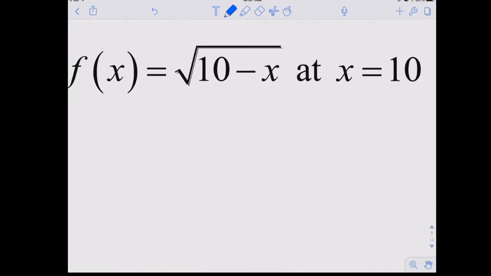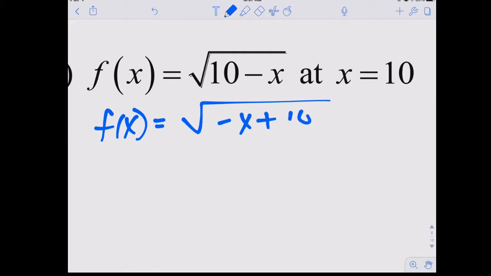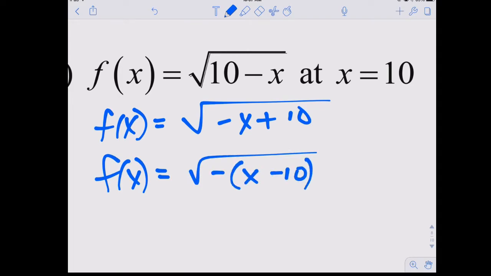Let's look at this one here, the square root of 10 minus x. Is this standard transformation form? No. Let's review how to do that. Under the radical, we want the x term to be first. And then if the coefficient of x is not a 1, you must factor it out on the inside, so we get the square root of negative (x minus 10).